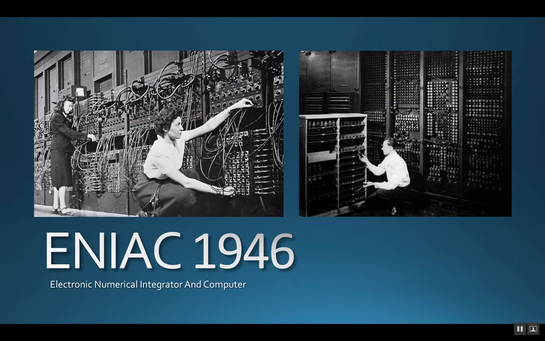So just a little way back into history here. This is a picture of ENIAC in 1946. ENIAC was considered to be probably the first programmable computer. ENIAC stands for Electronic Numerical Integrator and Computer, and it was built at the University of Pennsylvania in 1946. Basically, it consisted of many functional units that would be wired together in order to program them.